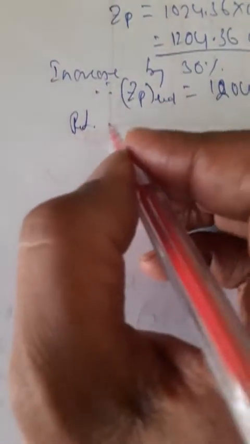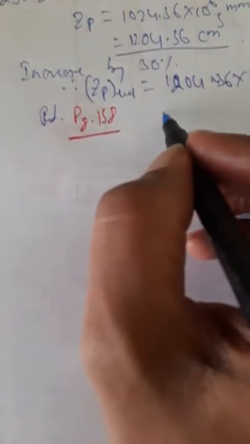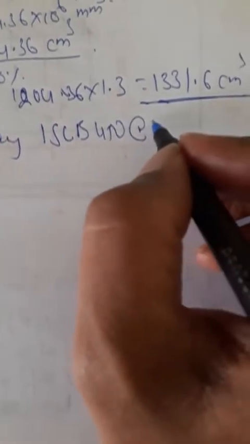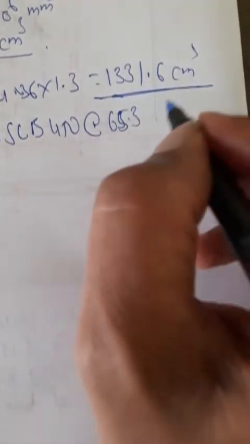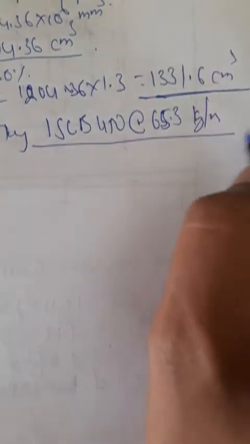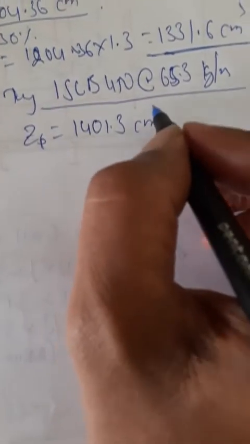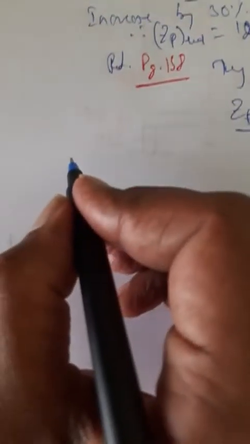Now choosing the section, you have to refer to IS 800. So refer to page 138. From page 138, select a section such that its ZP is a little more than this value. So try ISLB 450 at 65.3 kg per meter. This is the section I have chosen and I am going to try it, and its ZP is 1401.3 centimeter cube. Now refer to these values in the steel table and write the values from the steel table.